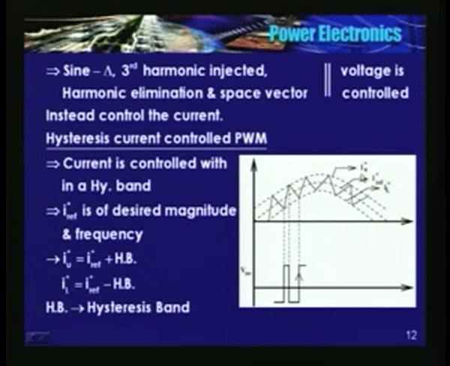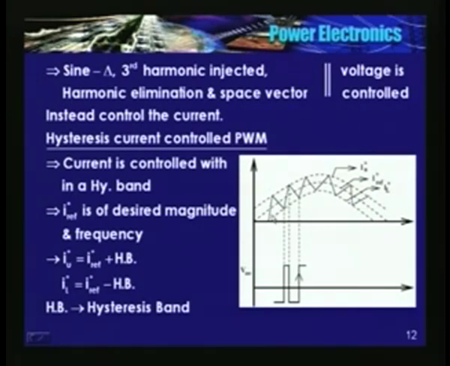Then I will take an upper band IU star, which is equal to I reference plus some hysteresis band HB. HB stands for the hysteresis band. Similarly, the lower limit IL star is IREF minus the hysteresis band. In other words, current is controlled, or current that is flowing in the load is controlled within these two bands.